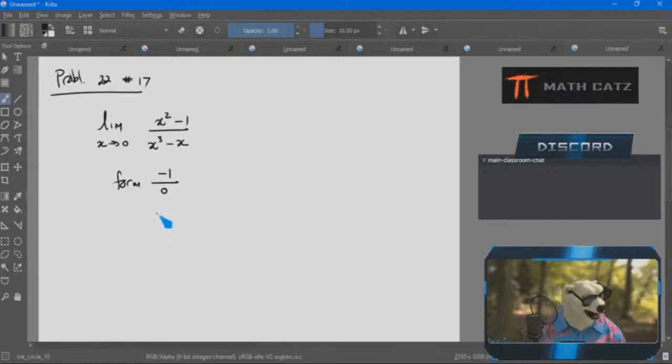What does this tell me? I claim it tells me everything. Well, enough. Almost everything. If I have the top going to a non-zero constant, the bottom shrinking down to 0, there is only one way this is going to happen. The whole thing blows up.